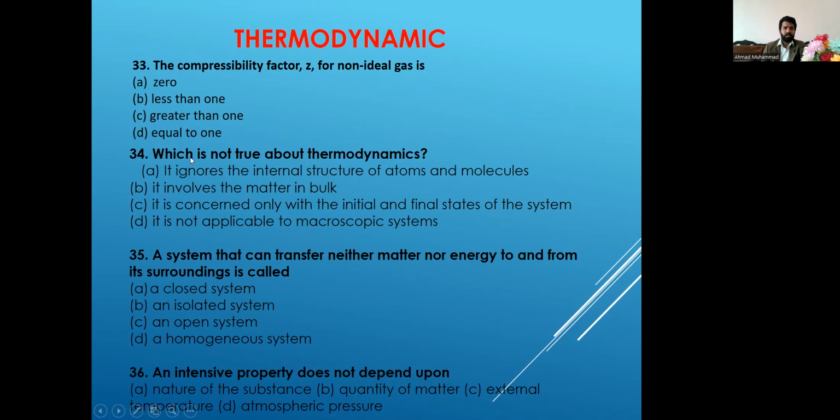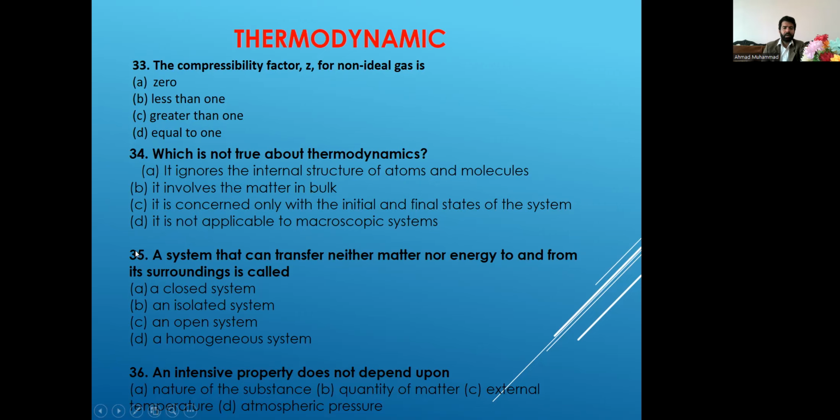For question 34, which is not true about thermodynamics? The first option is it ignores the internal structure of the atom and molecule. Option B is it involves matter in bulk, and option C is it is concerned only with the initial and final state of a system, and option D it is not applicable to the macroscopic system. So regarding thermodynamics, actually option 4 is not related to thermodynamics. It is not applicable to the macroscopic system, which is not related to thermodynamics.